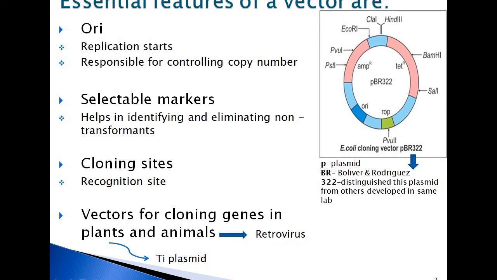Okay, next. Now let's see the essential features of a vector. They are ORI, that is origin of replication, selectable marker, cloning site, and vectors for cloning genes in plants and animals.